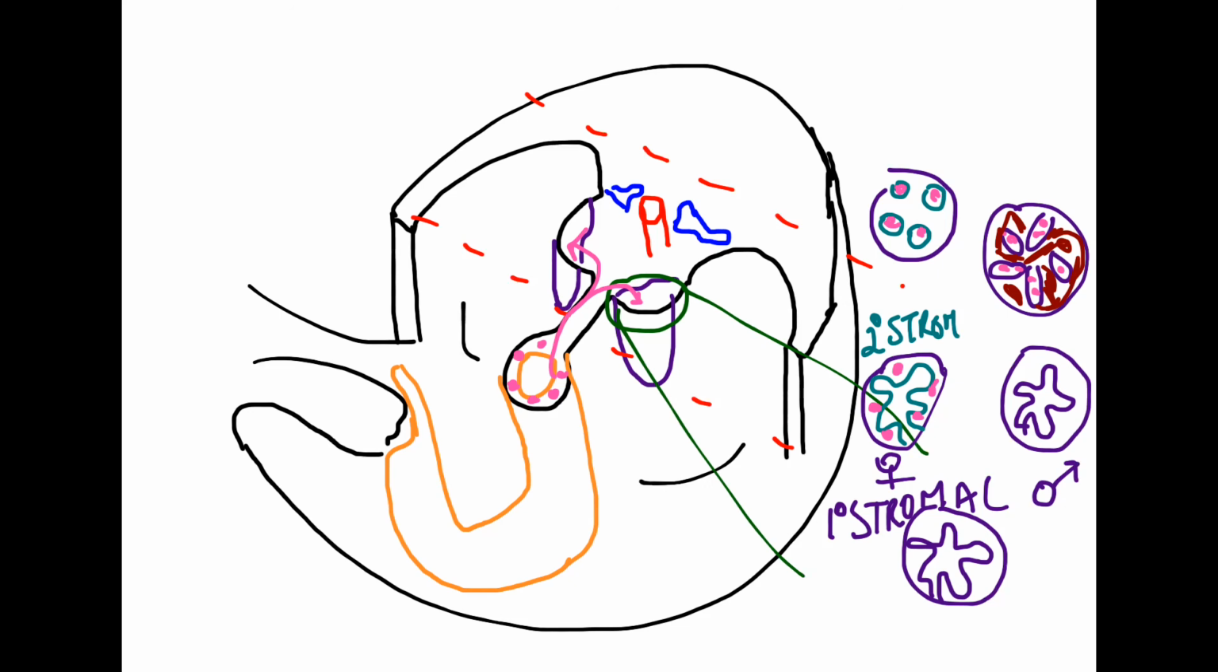So this has been how the testes and the ovary are formed. Now we're going to talk about the general structures, meaning the vas deferens, the vagina, the ovarian tubes, how they are formed.